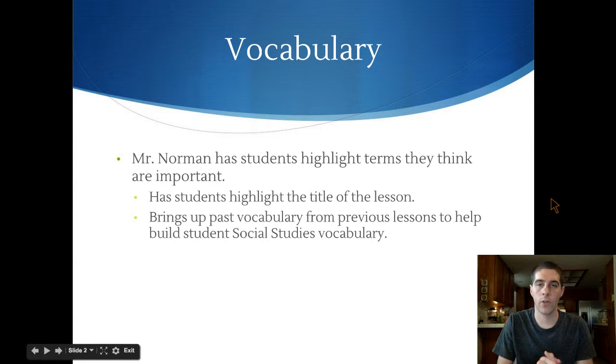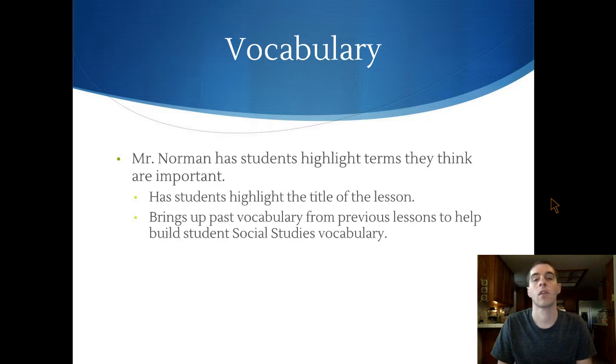My findings for vocabulary in Mr. Norman's classroom is that he has students highlight words that they feel are important or that could be considered key terms at the beginning of the lesson in their interactive student notebook. The interactive student notebook is created every time they have a new unit, and they turn it in at the end of every unit when they complete the test.